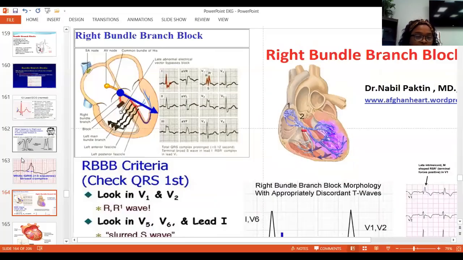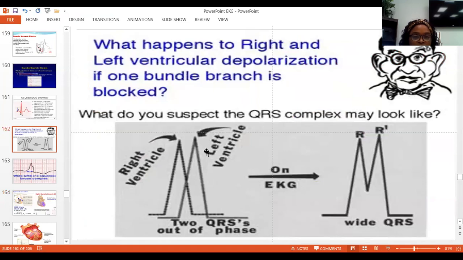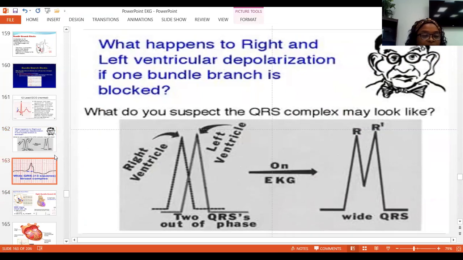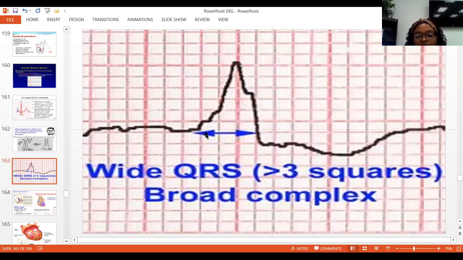Sorry, guys, let me get back to where we were. So that QRS complex is going to widen, and you're going to see a view of the right and left ventricle contracting out of sync. Here's an illustration where you can clearly see that the QRS complex is at least 3 squares or greater than 3 squares.